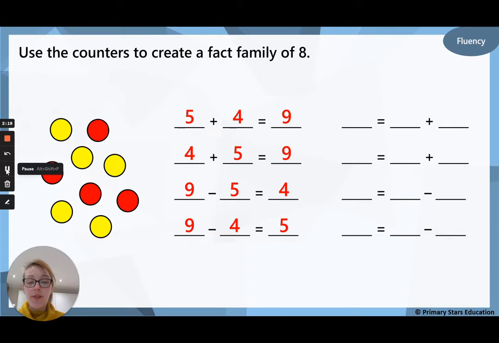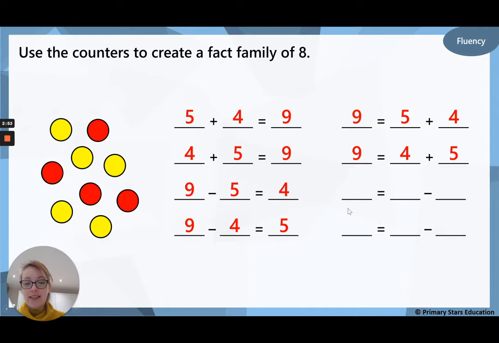We can also then swap the whole number sentence around. So instead of writing 5 plus 4 is equal to 9, if we start with our total, we start with our whole, we can say that 9 is equal to 5 add 4. So we've swapped that whole number sentence around. So if we have a look at the next one, instead of writing 4 plus 5 is equal to 9, we can start with our whole, we can start with our 9, so 9 is equal to 4 plus 5.